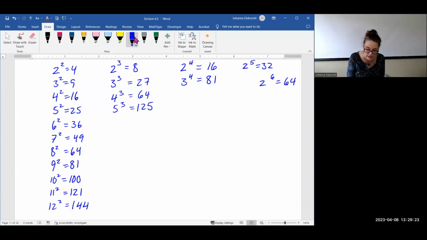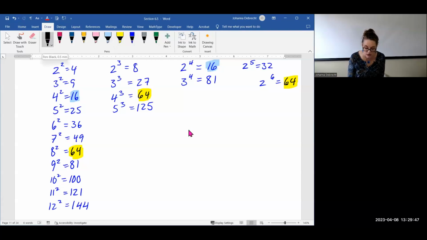So notice that 64 actually shows up here several times on our list, right? So it shows up more than once. So it's definitely one that we want to have. And 16 shows up a couple of times as well. It's both 2 to the 4th and 4 squared, right? So these are powers that you definitely ought to know.